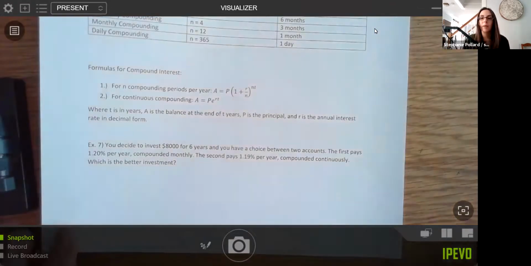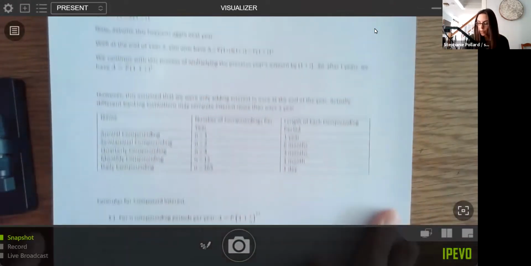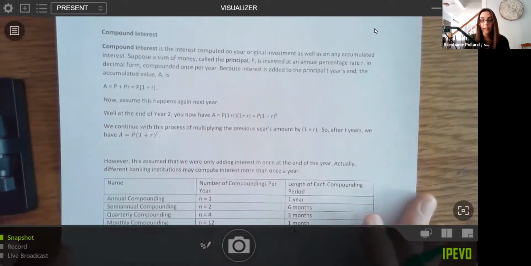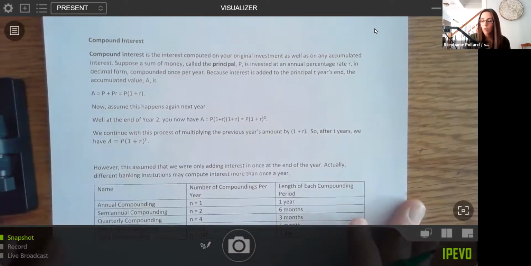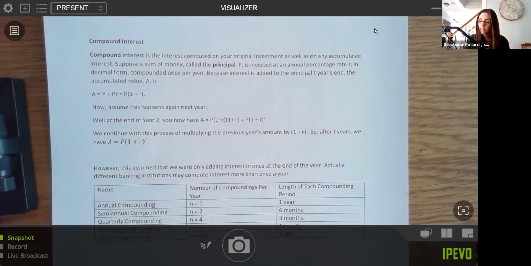And I want to do another application here with exponentials. And this is going to be a business or a money one. And this is compound interest. So compound interest is the interest computed on your original investment as well as on any accumulated interest. So for instance, if you leave your money in the bank, let's say in a savings account, and you don't touch it, maybe you have $500 in there. Well, typically at the end of the month, the bank will pay you interest. So they may say, hey, you earned $2 interest this month, and they'll put that $2 in your account. So what happens is now in month 2, you don't just have $500, but you have $500 plus your $2 interest. So you have $502.